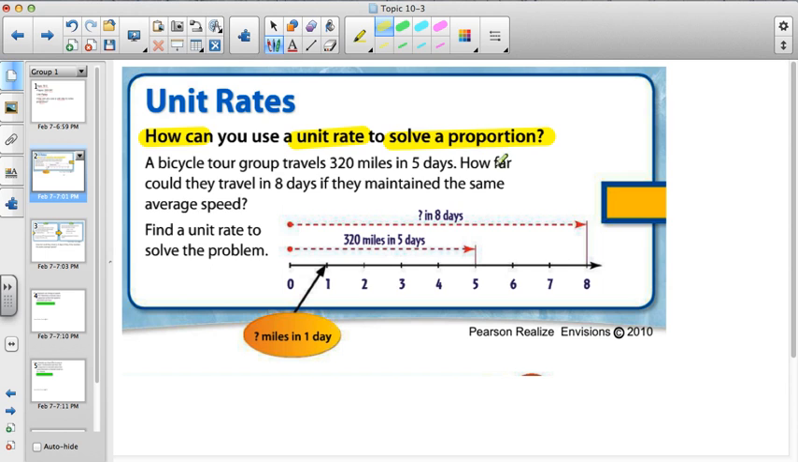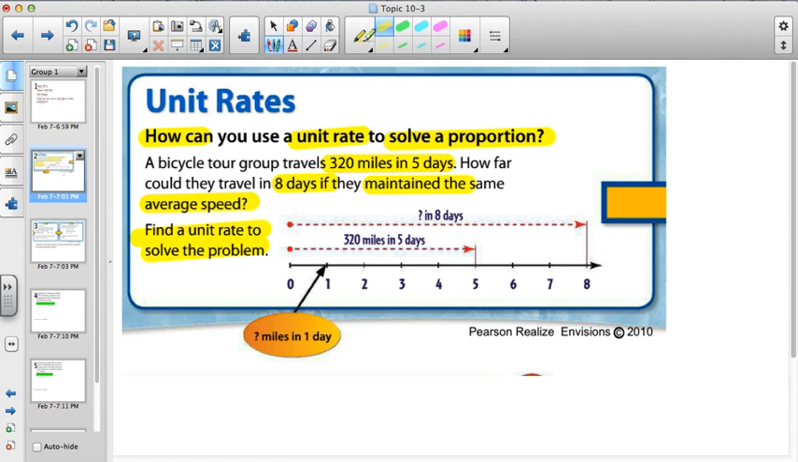Well, again, like always, they give us a situation to help us understand this concept. It tells us that a bicycle tour group travels 320 miles in 5 days. So right there, that looks like that's going to be a pretty important ratio. How far could they travel in 8 days if they maintain the same average speed? Well, in order to find out how much they will travel in 8 days, we have to figure out what the unit rate is in order to solve the problem.